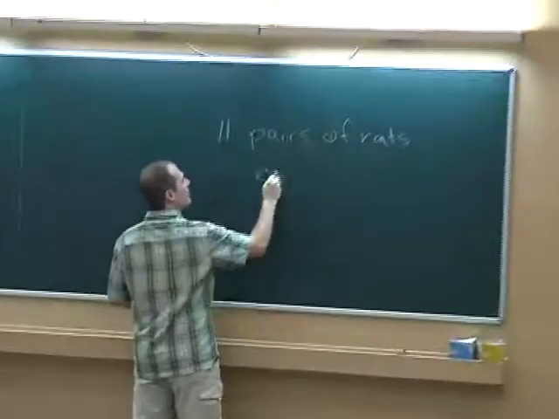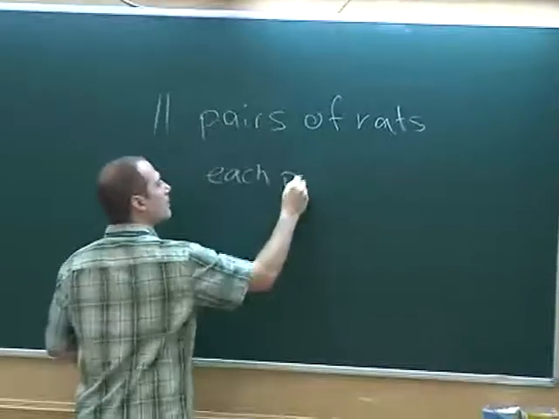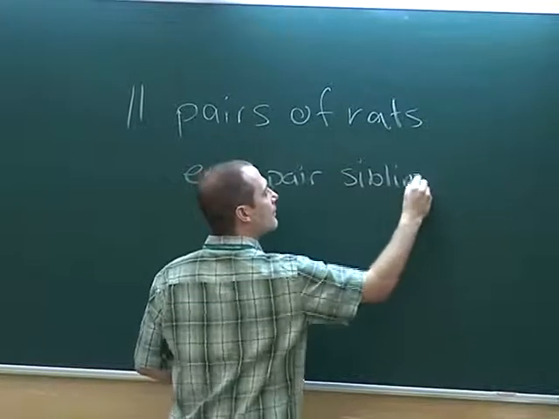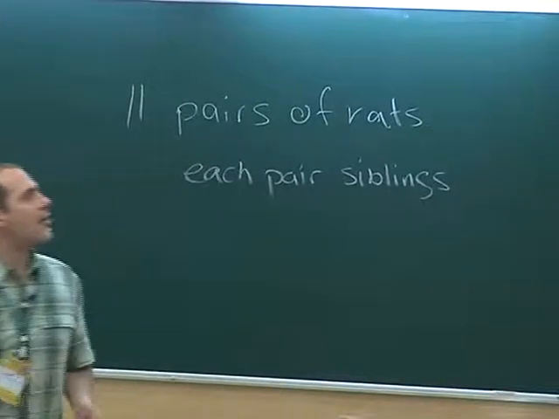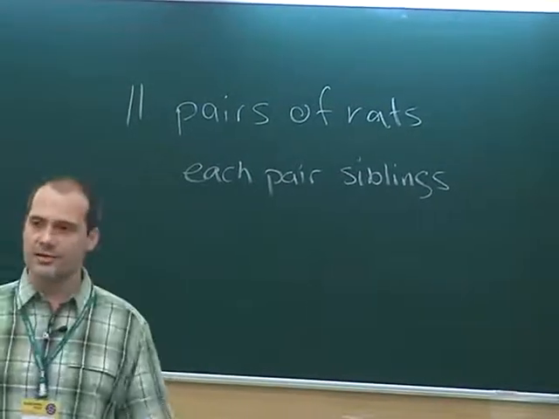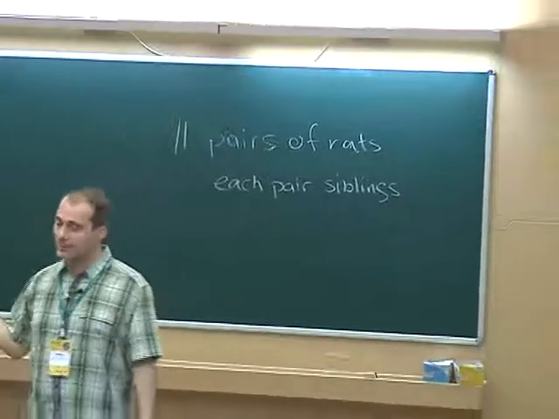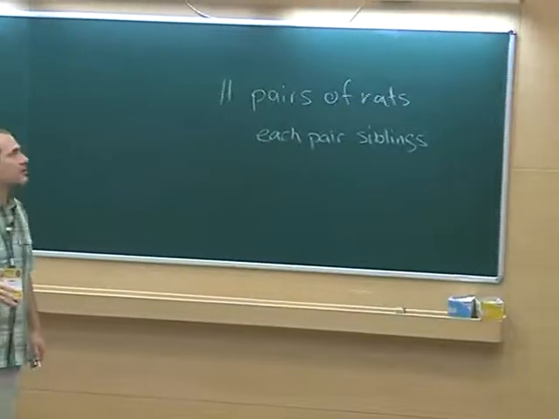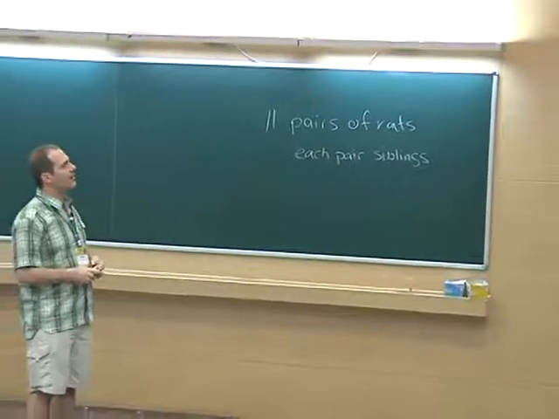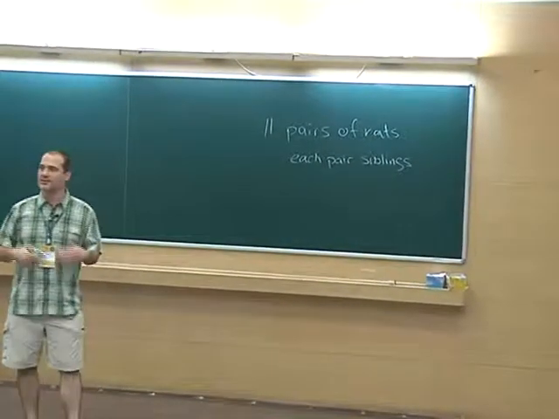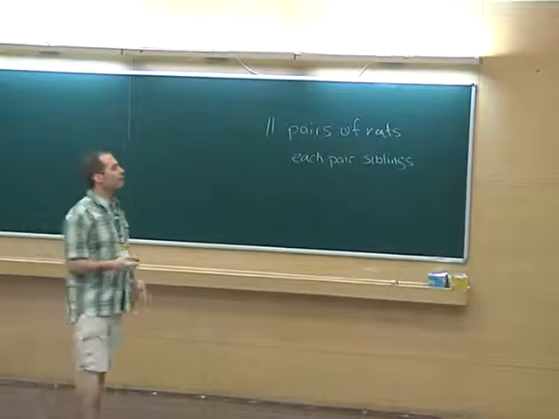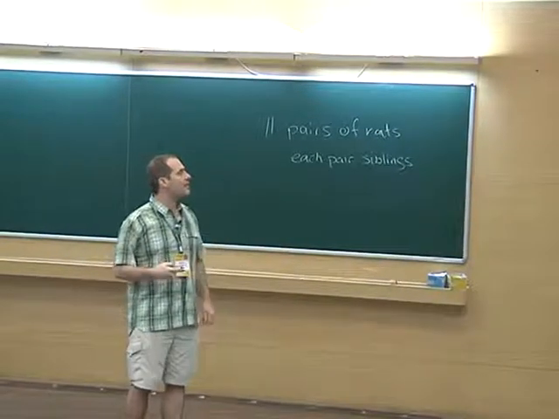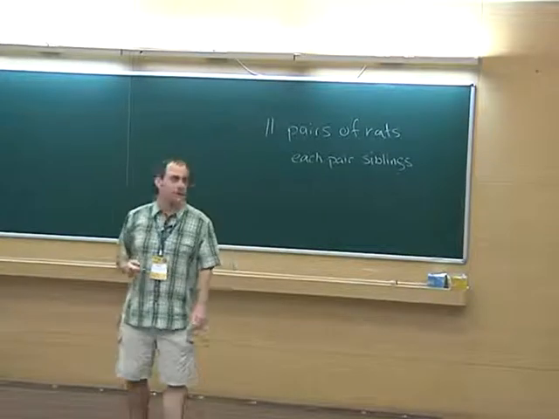And each pair are siblings. And now what we've done is for each of those pairs, so each sibling, we randomly flip a coin, and if it's heads, the first sibling is given this treatment. In this case, they're either going to have a normal environment or they'll have some enriched environment. We do that for each of those pairs independently. And at the end of a 65-day period, we're going to measure the cortical mass, right?